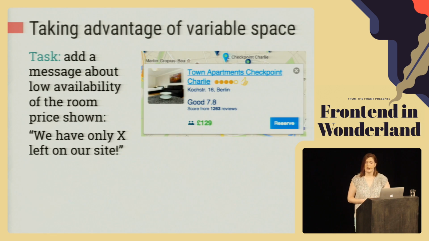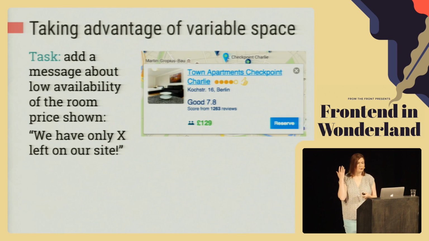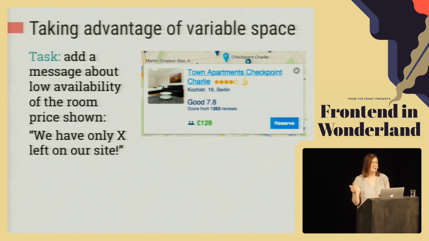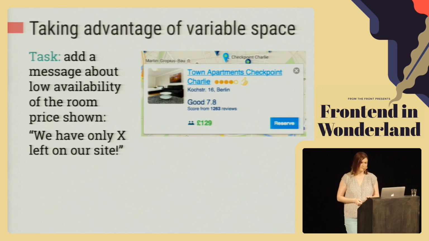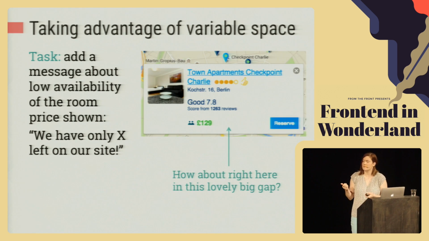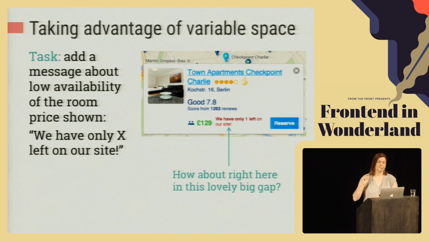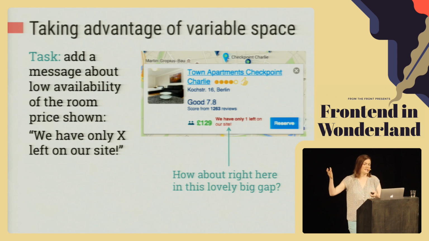Another place on Booking.com where we change the layout without a media query is within the map info windows that show when you click on a marker. I had the task to add a message about the price, the room price that you see being almost sold out. The logical place to put it seemed to be next to the price, right? Because it's related to that, especially since there's often a big gap there. And this is what that would look like. So the price and message are visually connected. The message kind of leads you to the call to action button.